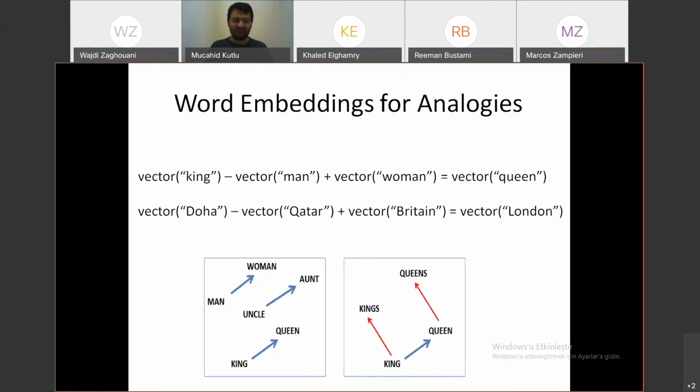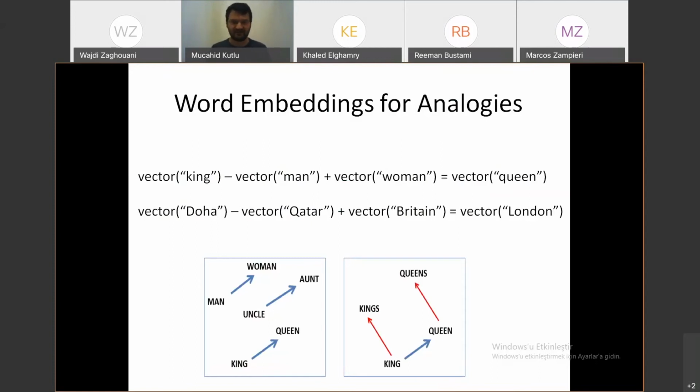For example, since we now represent the words as numerical vectors, we can do mathematical operations. I can subtract man from king, and then if I add woman, I get the closest vector word, which should be queen. Or I can subtract Qatar from Doha, and if I add Britain, I should get London.